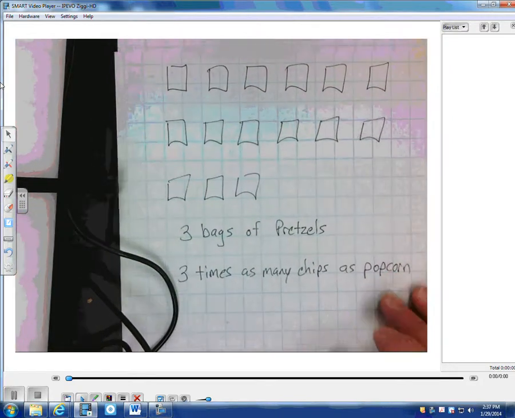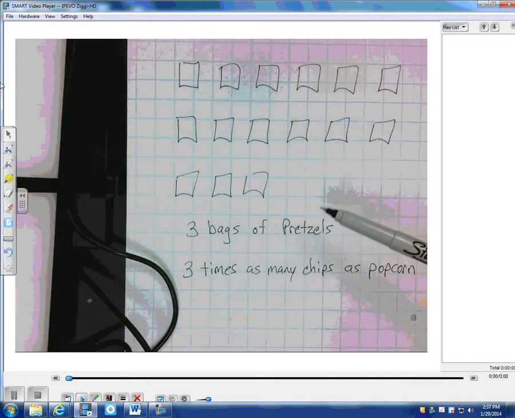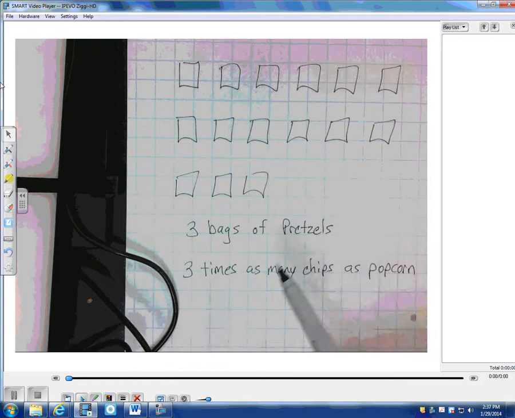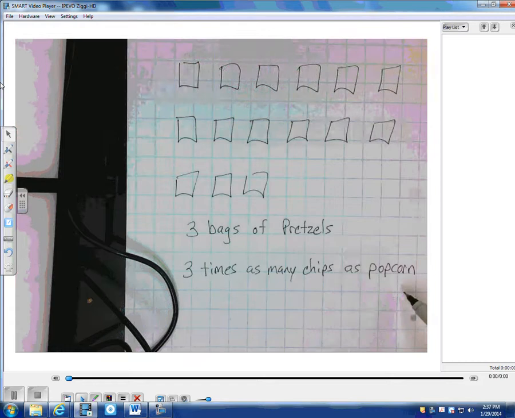The information that we're given is that he bought 3 bags of pretzels. And then they tell us that he bought 3 times as many chips as popcorn.